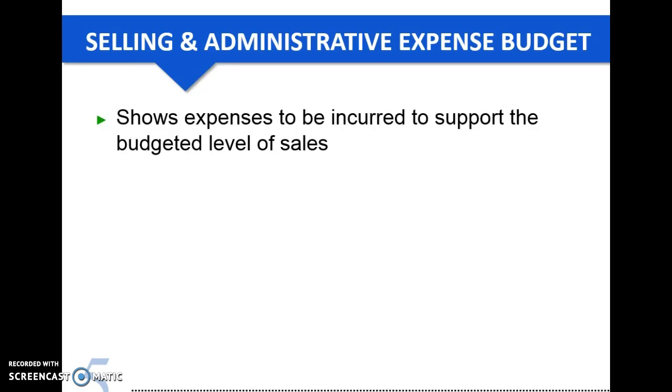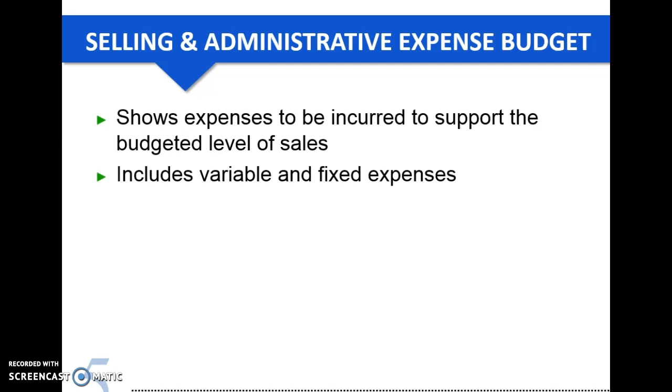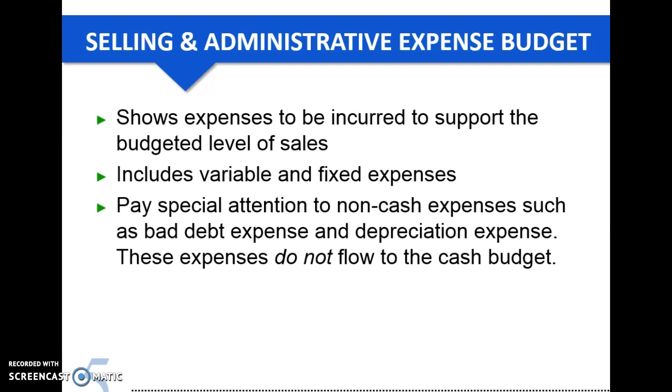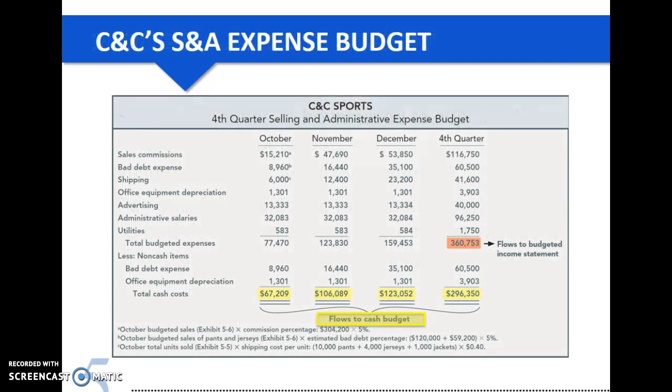Similarly, the company also prepares a selling and administrative expense budget. A selling and administrative expense budget shows expenses which will be incurred in future to support the budgeted level of sales. A selling and administrative expense budget must include both variable and fixed selling and admin expense. This is how a selling and administrative expense budget looks.